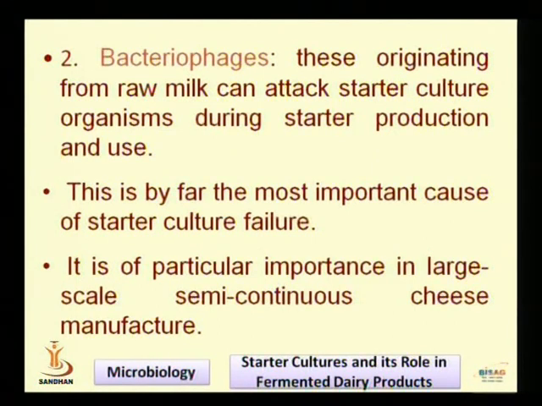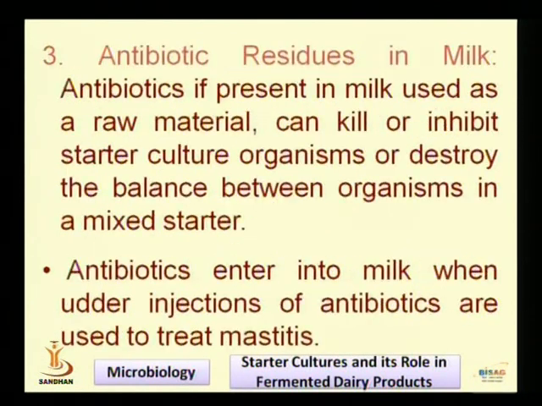Second, bacteriophage. Normally originating from the raw milk, it can attack the starter culture organisms during starter production and use. This is by far the most important cause of starter culture failure. So it is preferable to use multiple or mixed starter cultures. It is a particularly important point in large scale semi-continuous cheese manufacturing processes.